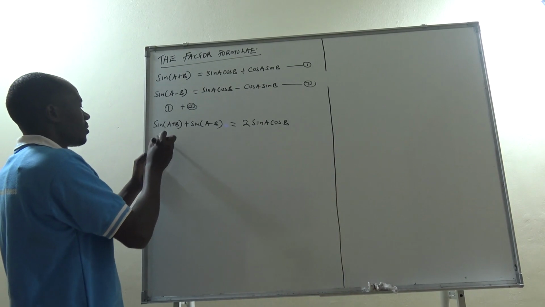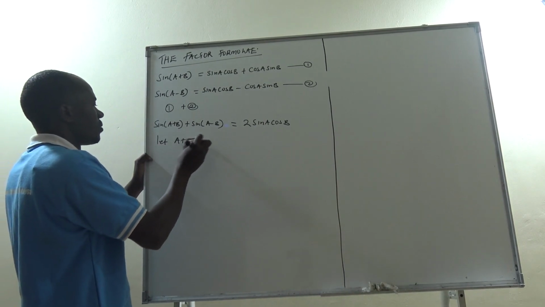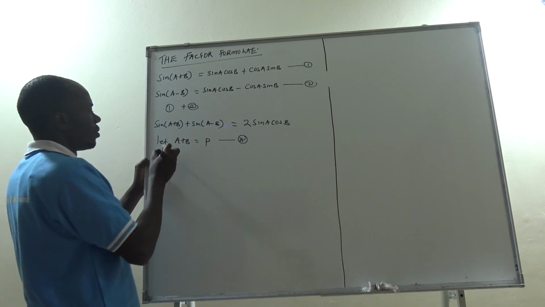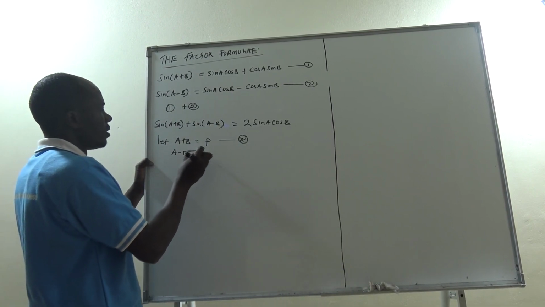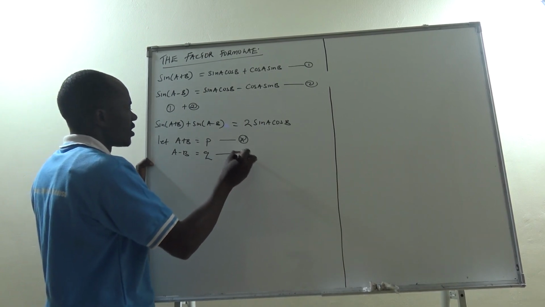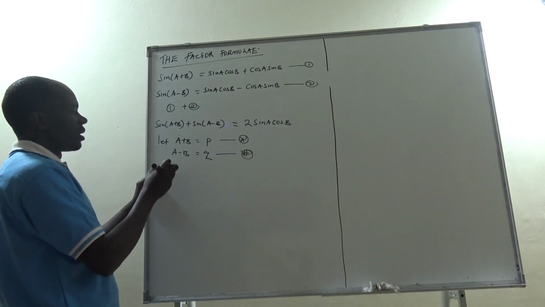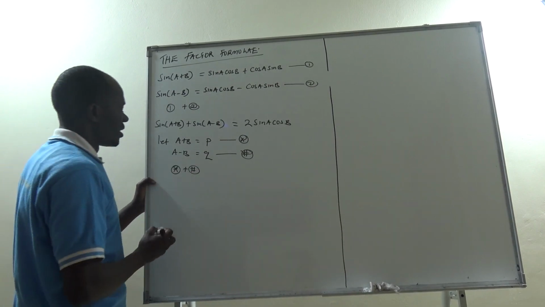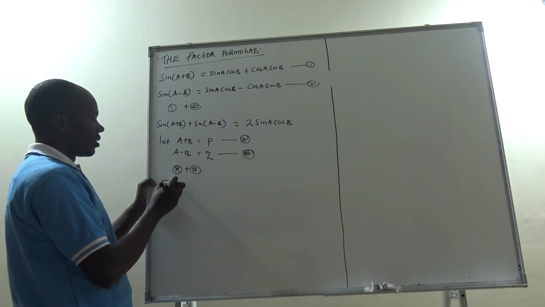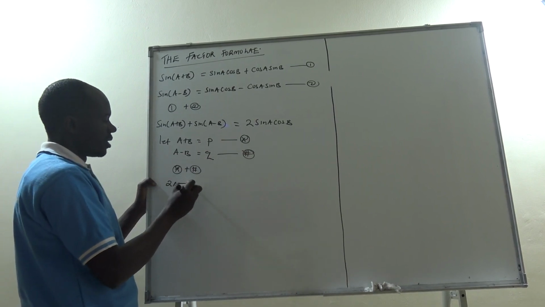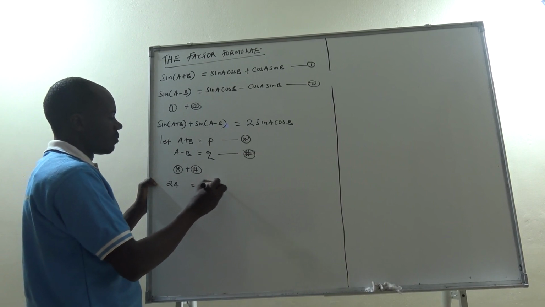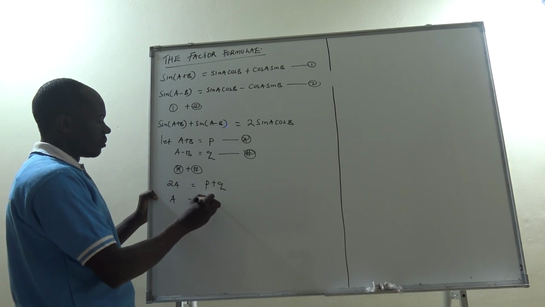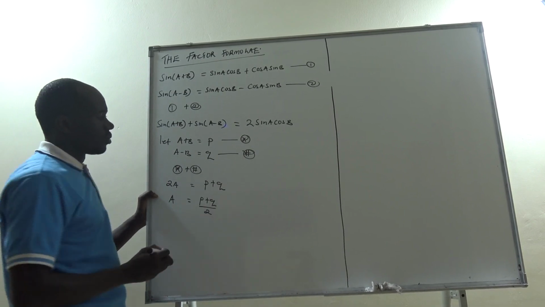Then we also say let a plus b equal p, equation star, and a minus b equals q, equation hash. We also solve this simultaneously. So equation star plus hash: when I add them, a plus a gives 2a, b plus negative b is 0, which remains as p plus q. What is a alone? a equals (p + q) out of 2.